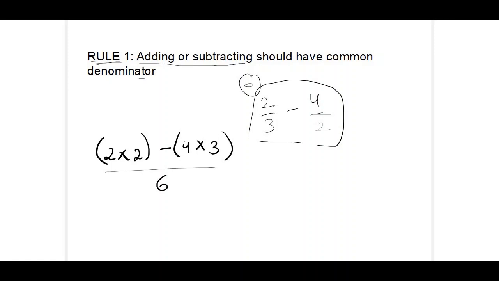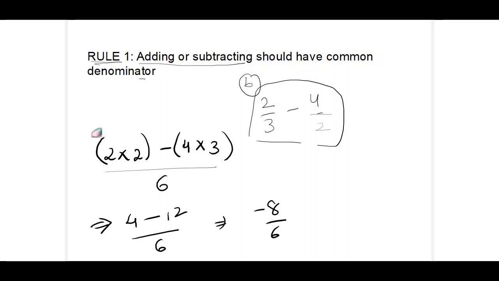For those who don't know how to perform LCM, I'll teach you in my coming videos, or you can ask me in the comment section and I'll clear your doubts. 2 2s are 4, 4 3s are 12, then 6. Okay, after cancellation we got minus 8 by 6.